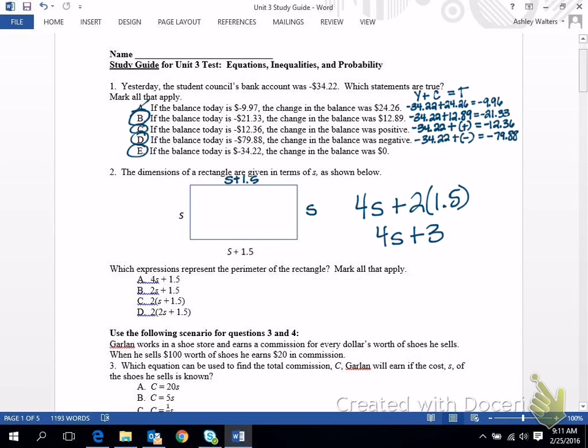So D tells you that 2 times 2S is 4S, and 2 times 1.5 is 3. So D is correct here. For A, we have 4S plus 1.5. We're missing the second 1.5. For B, we only have 2 S's and 1 1.5, so we're missing 2 S's and a 1.5. In C, we'll have 2S plus 3, so we would be missing 2 of the S's. So the only correct answer here is D.